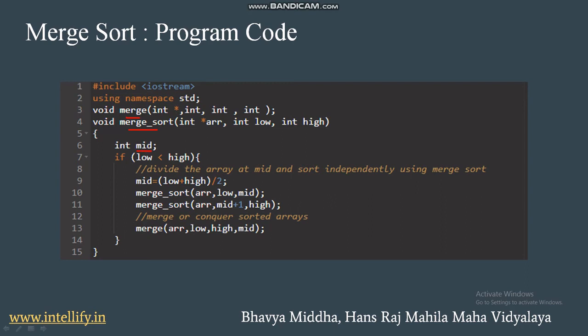Then we have to find the middle value, so we have the mid variable. We continue this till this condition is satisfied, that is, till low is less than high, which means only if L is less than R. We divide the array at the mid and sort it independently using merge sort. So we find the middle value, then we use the merge sort function, and then we merge or conquer the sorted arrays using the merge function.